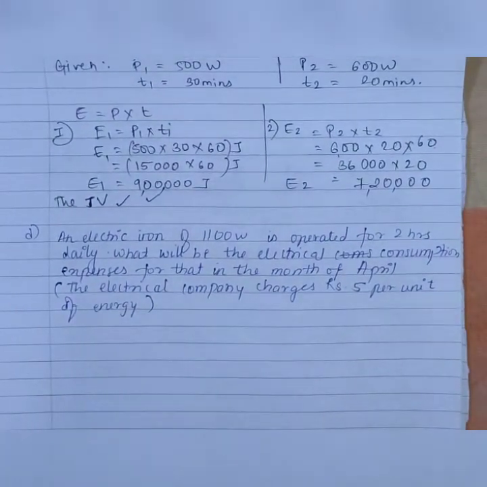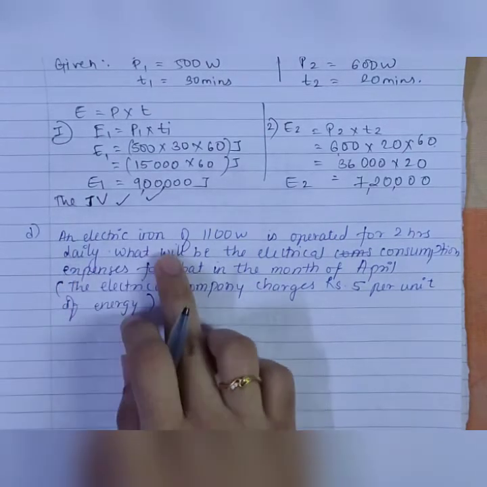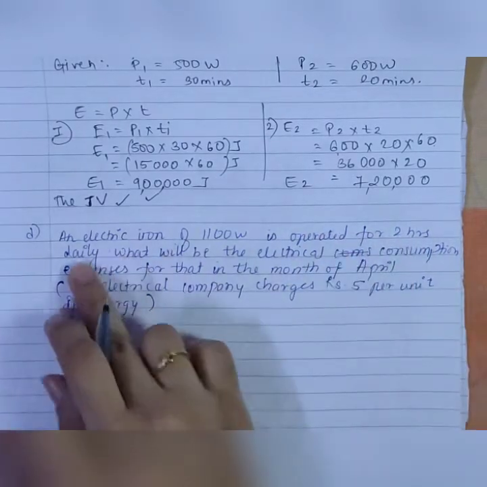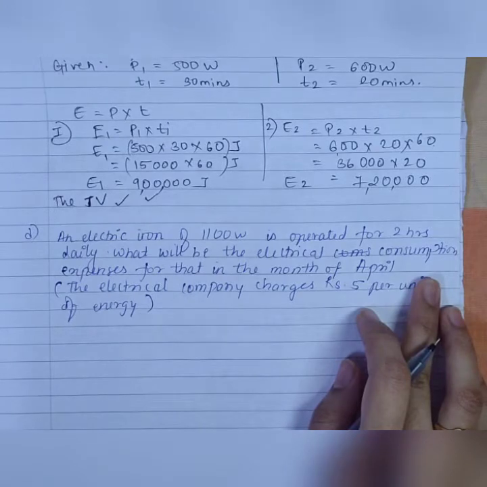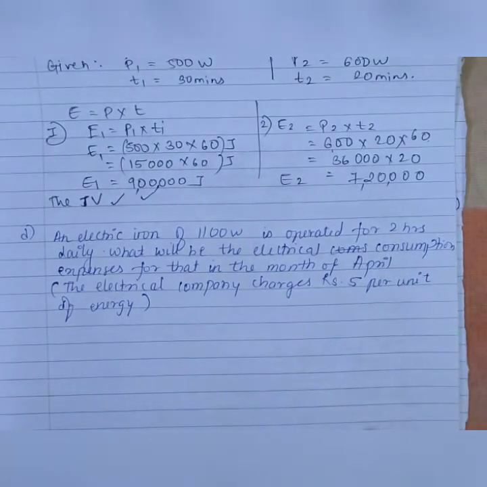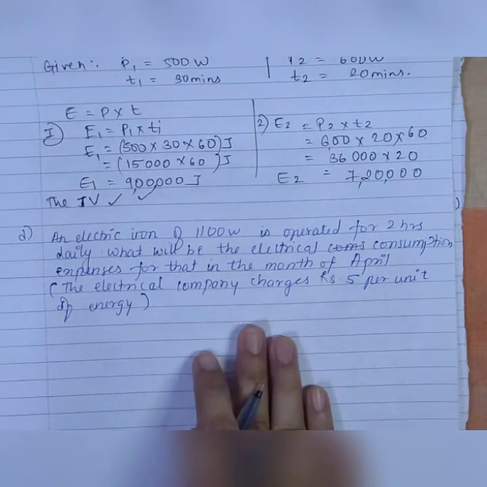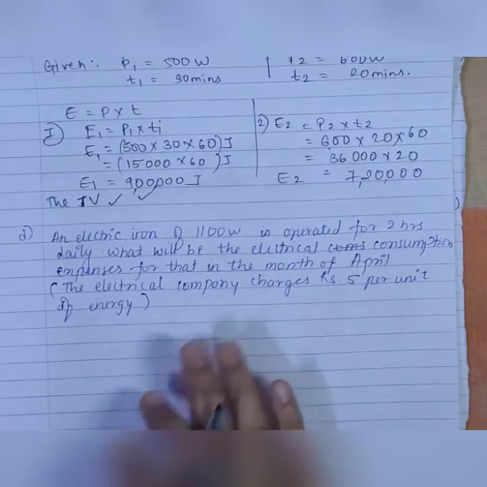And what does it say? The electric iron of 1100 watt is operated for 2 hours daily. What will be the electrical consumption expenses for that in the month of April? The electrical company charges rupees 5 per unit of the energy. Now, this is how you can calculate your electricity bill in your house. Okay? And this is how it is calculated actually.